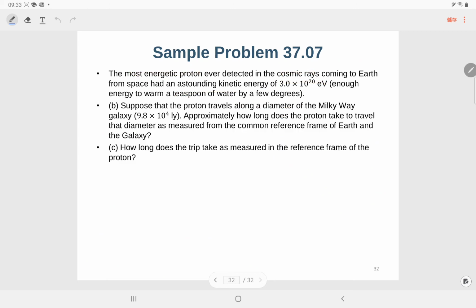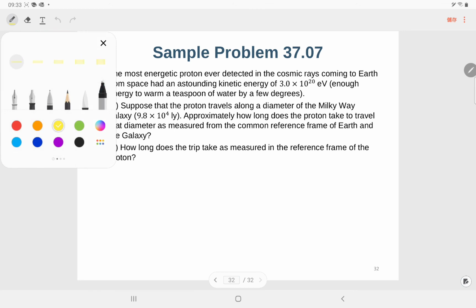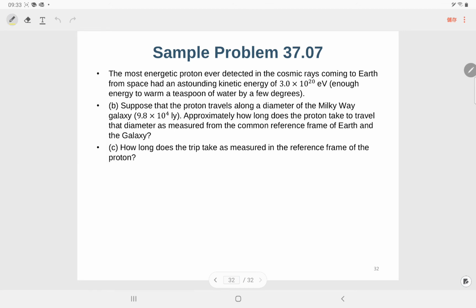So here we suppose that the proton travels along the diameter of the Milky Way, 就是穿越银河系的直径，就是9.8乘以10的4次方光年，就是98000光年。Approximately how long does the proton take to travel the diameter as measured from the common reference frame of Earth and the galaxy? How long does the trip take as measured in the reference frame of the proton?